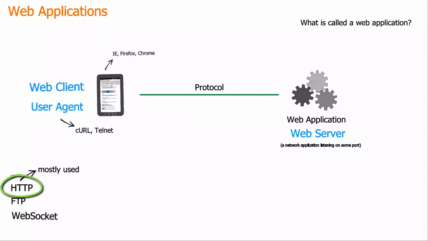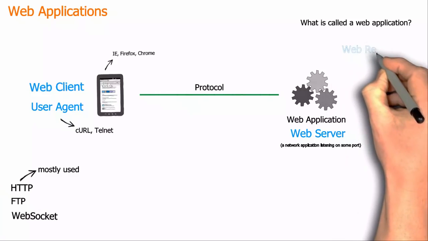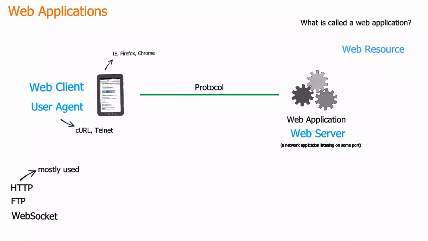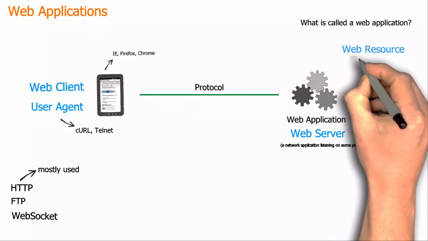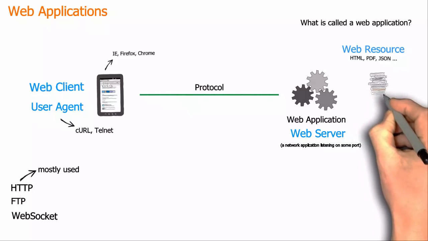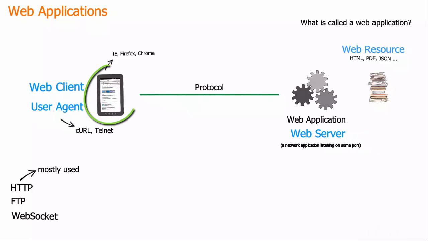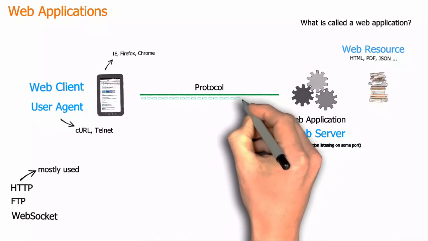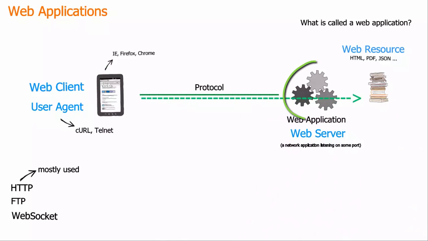So let's dig somewhat more into the HTTP protocol. To understand the HTTP protocol, let's start with what is called a web resource, or a resource as it is commonly said. A resource is a document like an HTML document, a PDF document, a JSON document, an XML file, or any kind of document which is hosted by a web server. In other words, a web client can access those documents through a web server.